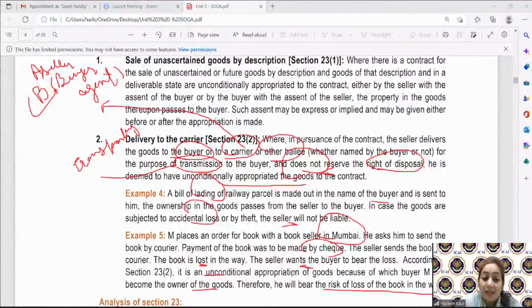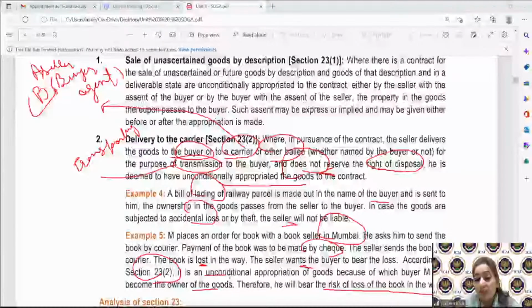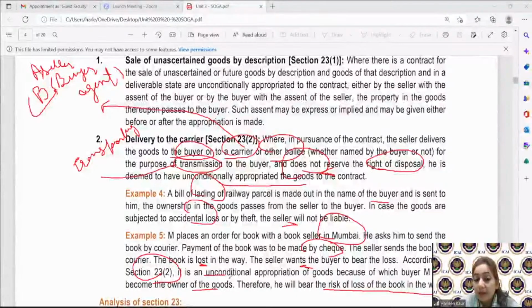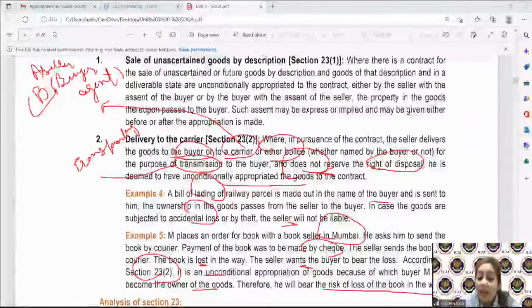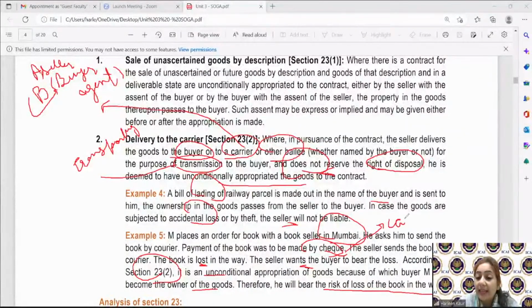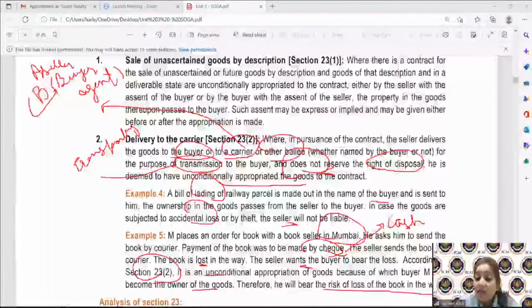But section 23, subsection 2 typically tells you where there is an unconditional appropriation. In the same example number 5, if the seller has told him that only when your check payment gets cleared, only when I get my payment, only when I get cash, then only the goods become yours, then children, it would have been a conditional appropriation.